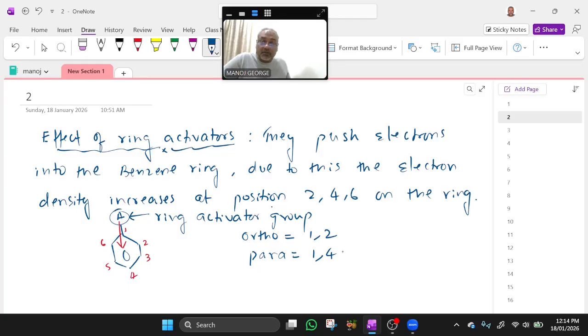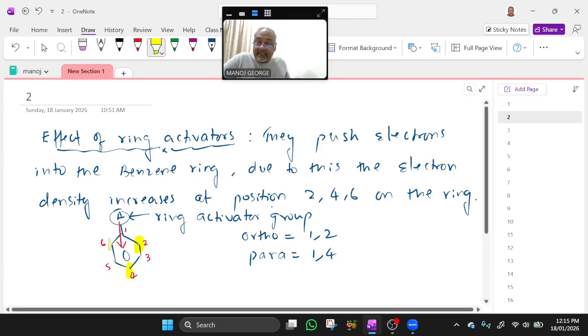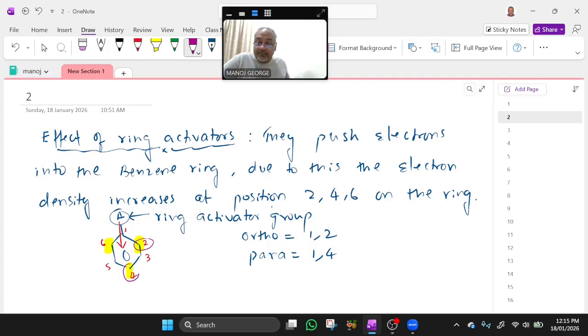When it comes to ortho, position 1, 2 and position 1, 6 are equivalent. If I put something here, it's still considered position 2 if I go from this side. So we have found that the electron density has increased at positions 2, 4, and 6. These areas have become rich in electrons. And when I teach you the electrophilic substitution mechanism using these compounds, you will find that the electrophilic attack will happen at positions 2, 4, 6.